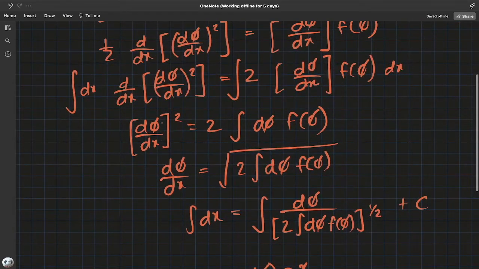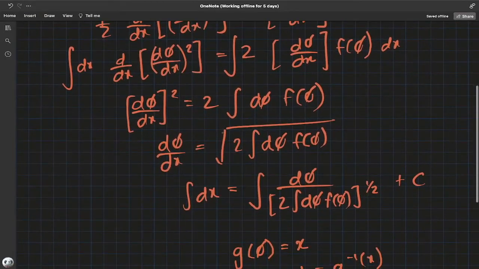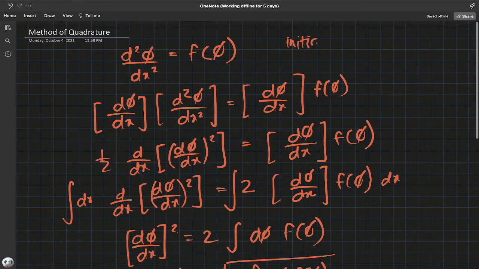So that's the method of quadrature. We call it quadrature because we're looking at the square, and that's the term that remains. And again, note that we have a plus and minus here. We'll have to select a branch depending on the initial conditions. Again, the initial conditions are so important for this, and also you can't have a first derivative term here. It just ruins everything. You can't use this method anymore, and you need a function of phi here. Can't have a function of x.